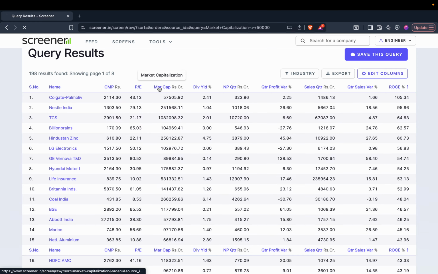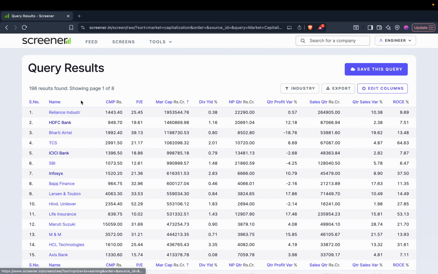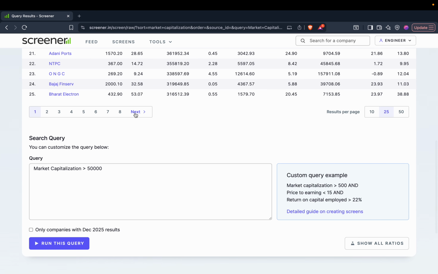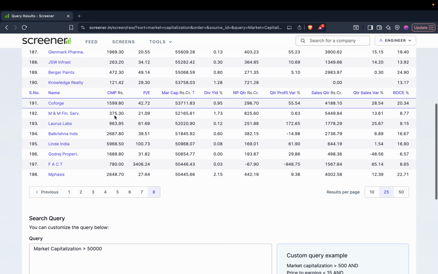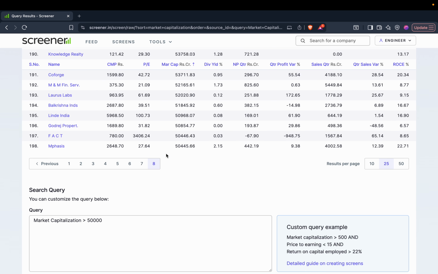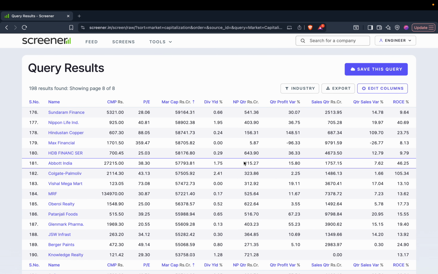If I sort this by market capitalization, the biggest company in the market is Reliance Industries, then there's HDFC Bank. So you can go to the end and look at page 8. The last company in this list is Mphasis, which has a market cap of 50,445. No other company in this range has a market cap of more than 50,000. So it is as simple as this.